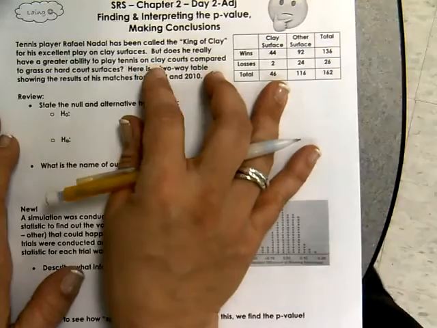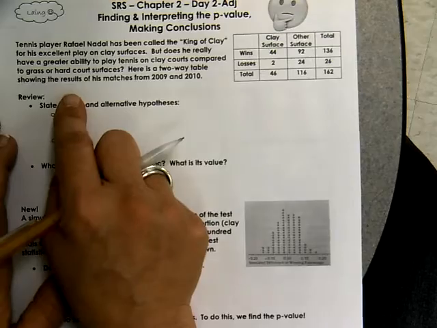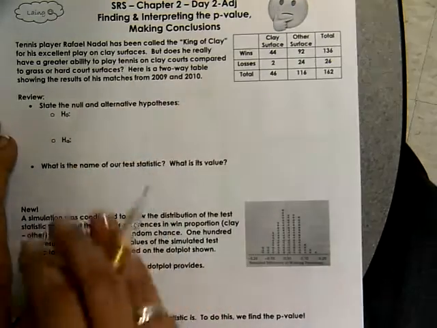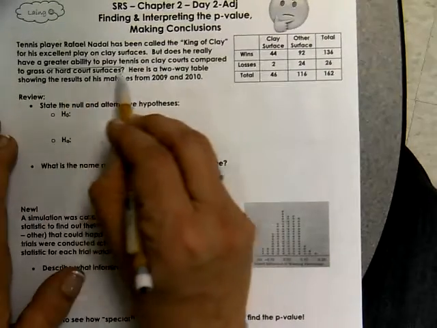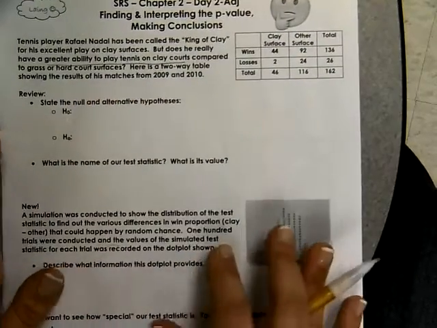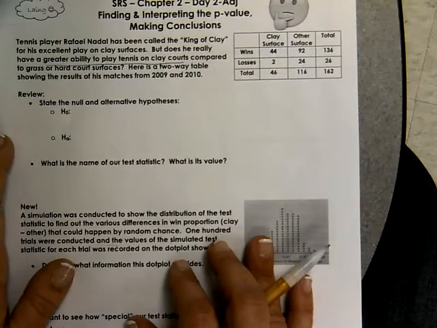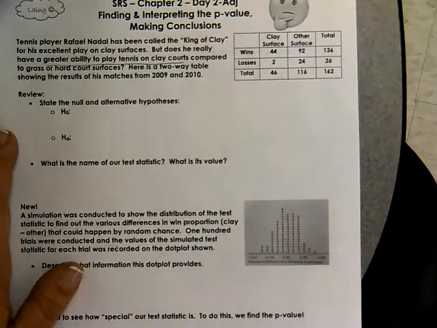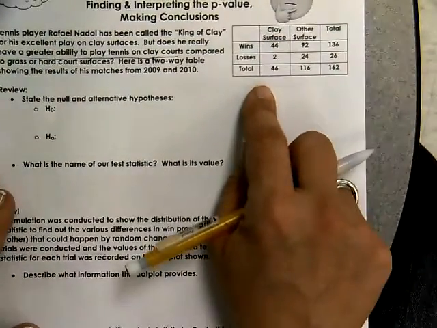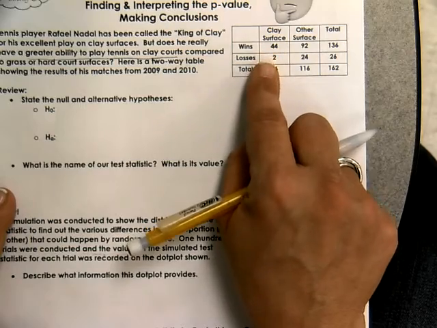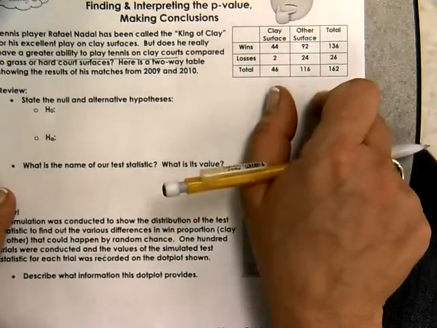So this says, tennis player Rafael Nadal had been called the king of clay for his excellent play on clay surfaces. But does he really have a greater ability to play tennis on clay courts compared to grass or hard court surfaces? So here is a two-way table showing the results of his matches from 2009 and 2010. And we can see, as we looked at the other day, here are the wins, successes, and failures on the clay surface, and then the other surface, and then the totals.